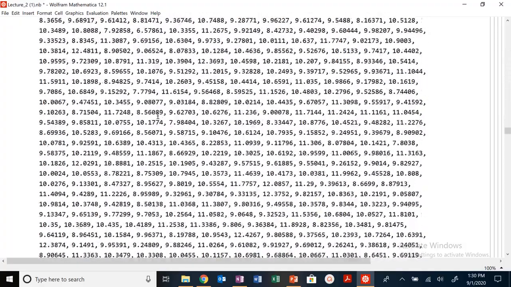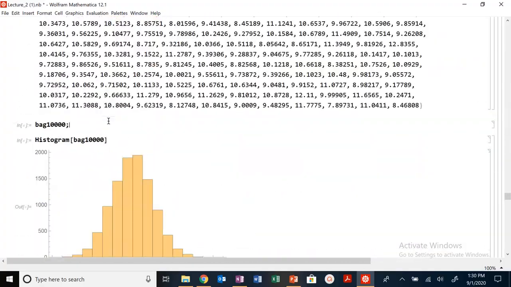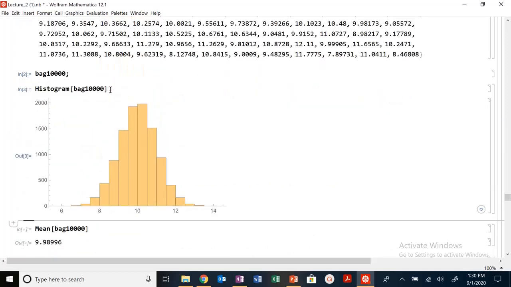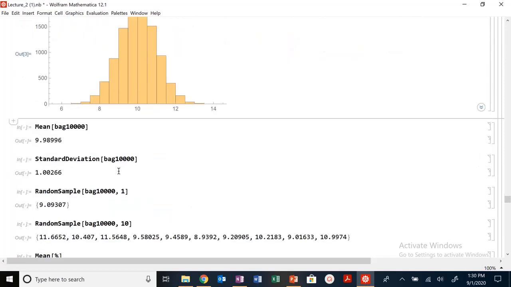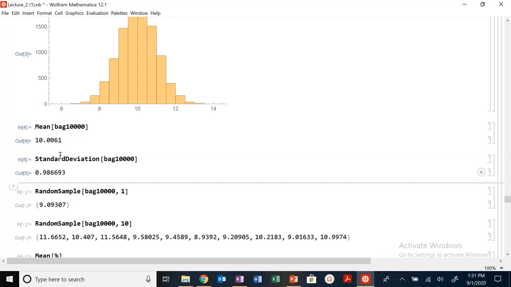So we don't want to measure all of those marbles, but let's take a look at our bag of marbles, and that looks to be normally distributed, Gaussian, centered around 10. So if I take the mean of that entire population, it's centered around 10. Standard deviation is pretty close to 1, a little bit less. Again, it's randomly generated. So if I grab one sample, I'm going to randomly grab one marble from my bag.